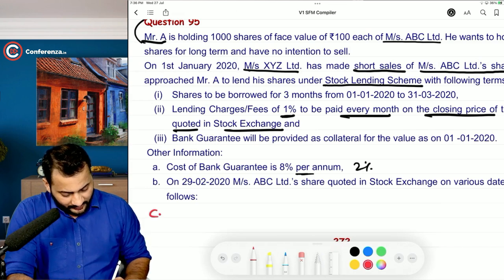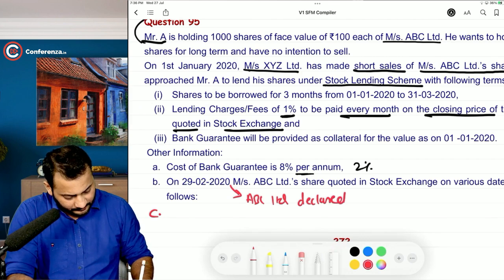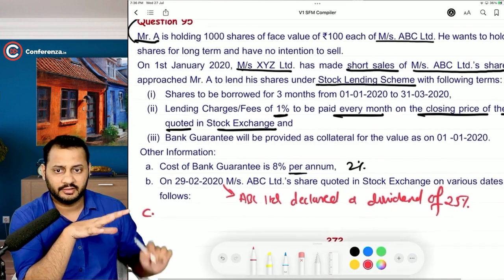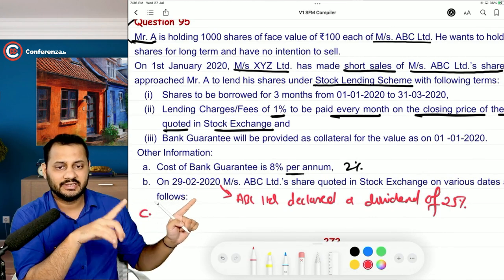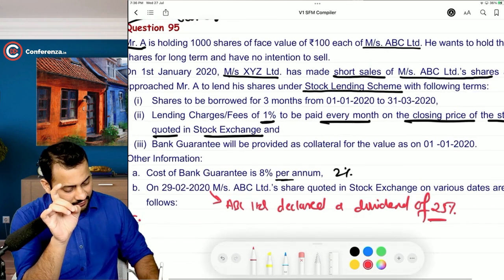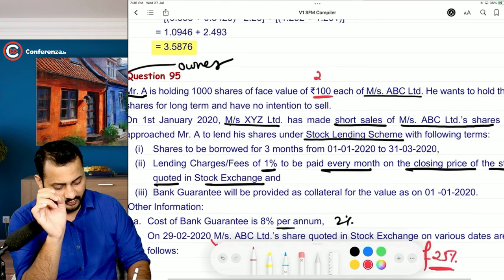Second point is on 29th Feb 2020, Messrs ABC Limited declared a dividend of 25%. That's what you have to write. This is the second point. On 29th Feb 2020, Messrs ABC Limited declared a dividend of 25%. See, 25% on a face value of 100 means 25 rupees.